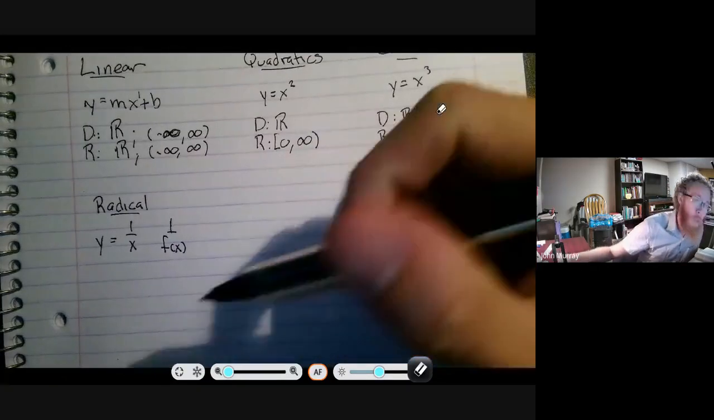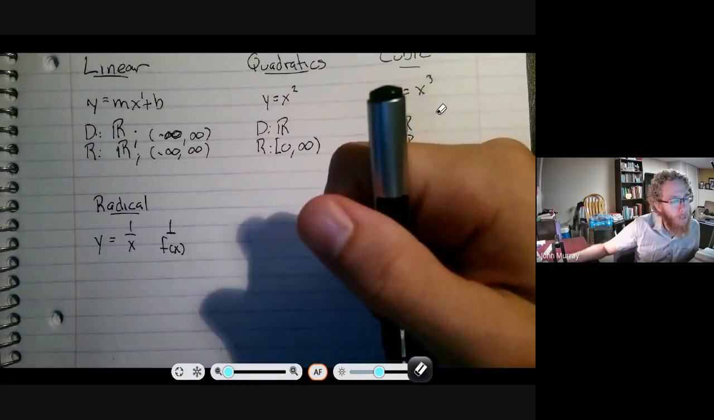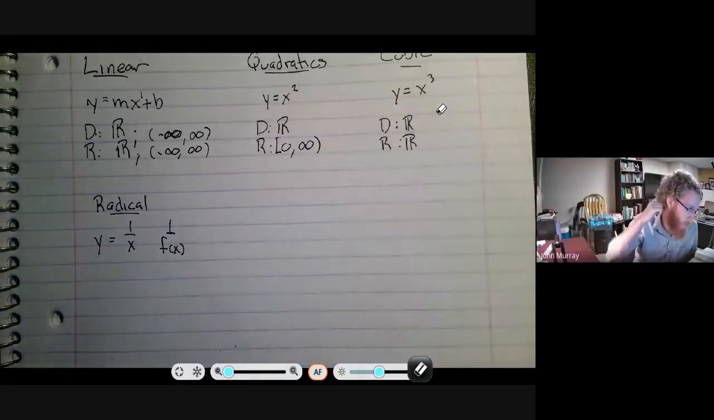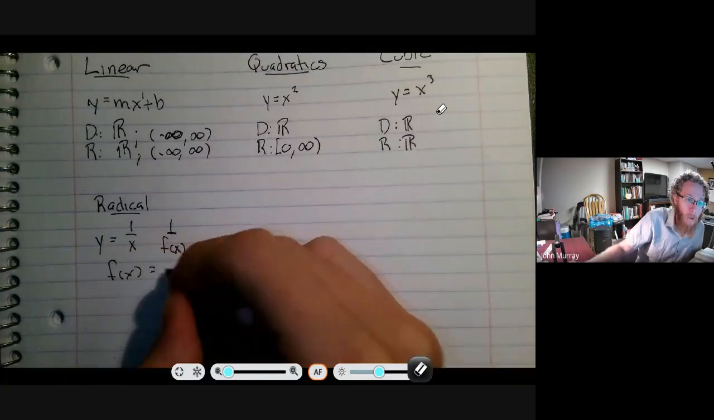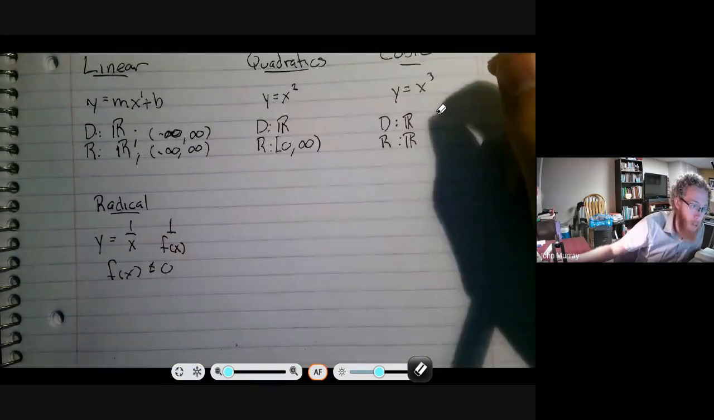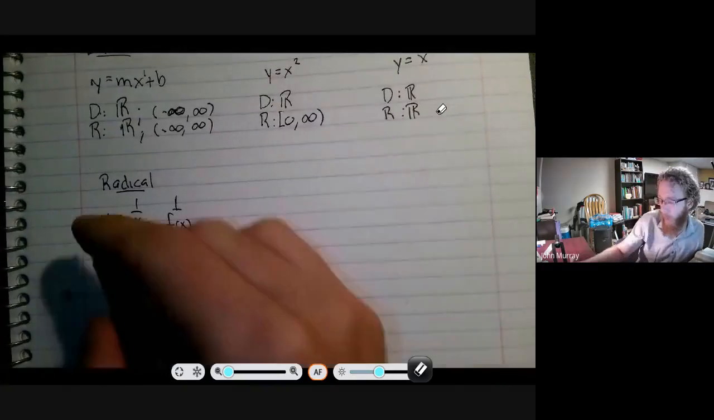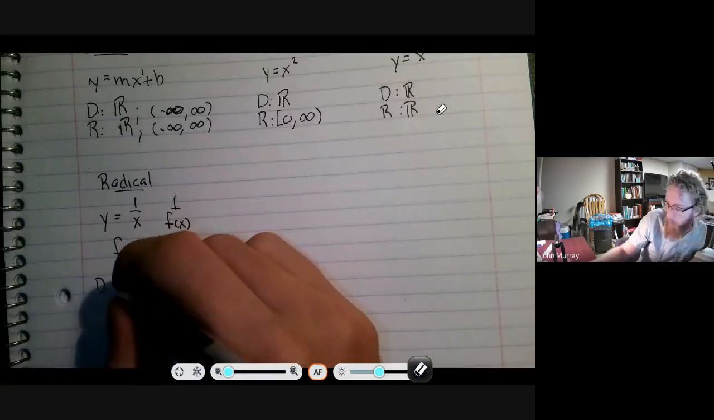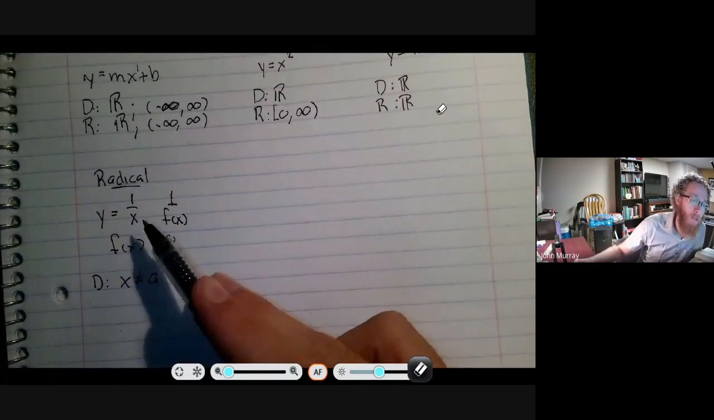What did we say our rule was with a denominator? What can we never have in the denominator? Zero, right? The negative we'll see in a second. So we know that f of x can't equal 0. Here, there's a few things that we can do with the domain. I can just say that x can't equal some number a. In this case, it would be 0.